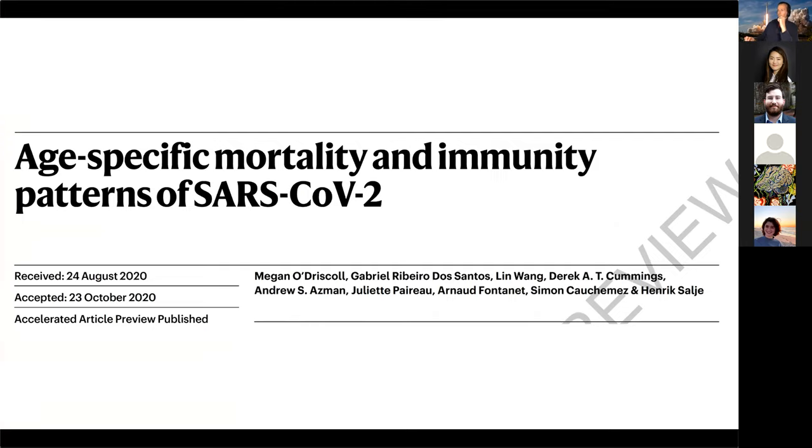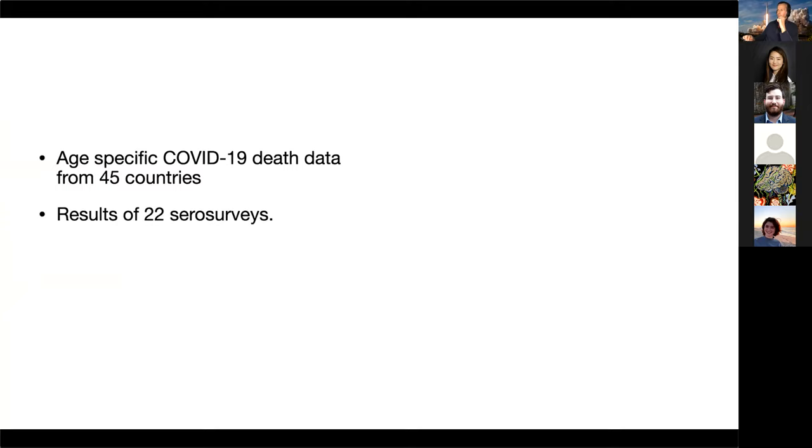All right, which brings me to this really interesting paper, which is probably, if you were to pick one source, this is where I would look, because this is a very well done meta-analysis. Meta-analysis is an analysis that aggregates data from other analyses and tries to pull information together to improve inference. So you have age-specific COVID-19 death data from 45 countries, and you also have results of 22 sera surveys done in different countries. So now you try to use worldwide information, aggregate this information into a single analysis and do large-scale inference.